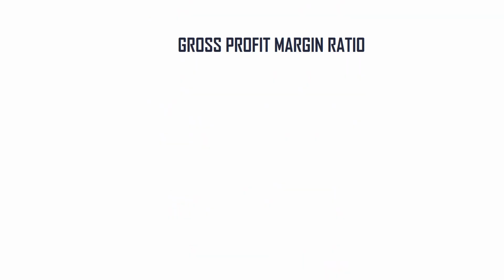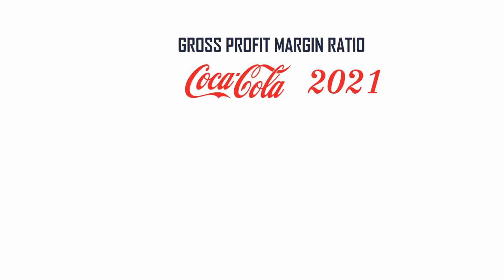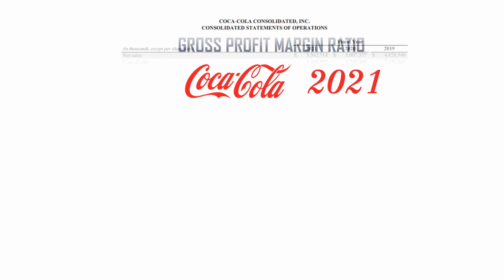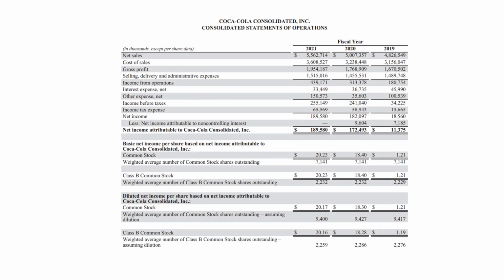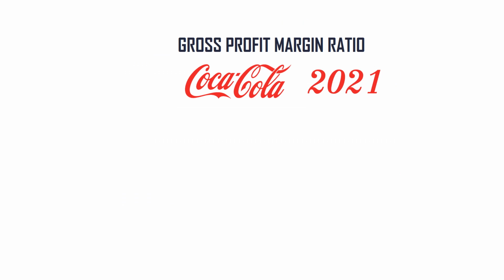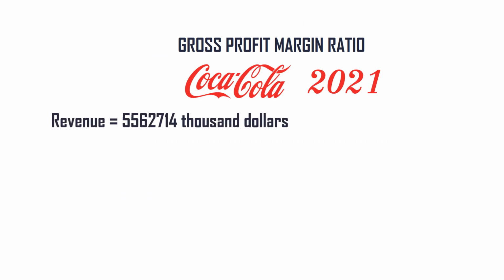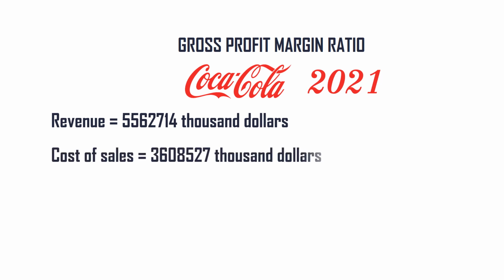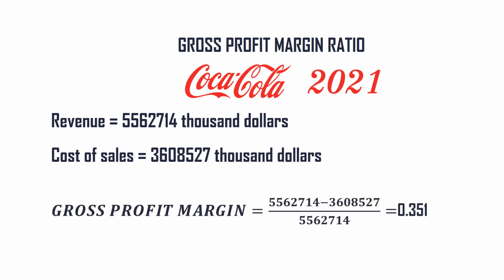Let's calculate the gross profit margin for Coca-Cola in 2021, for which we took the data from Coca-Cola's 2021 annual report. In 2021, Coca-Cola had an income of $5.6 trillion and spent $3.6 trillion in cost of sales. In that case, Coca-Cola's gross profit margin in 2021 will be 0.351.